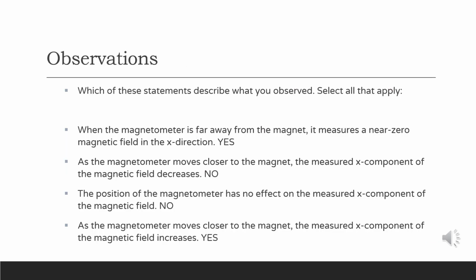Only the first and fourth statements describe what I observed in my experiment. I noticed that when the magnetometer was far away from the magnet, Bx was close to zero, and that when it was brought closer, Bx increased as expected.